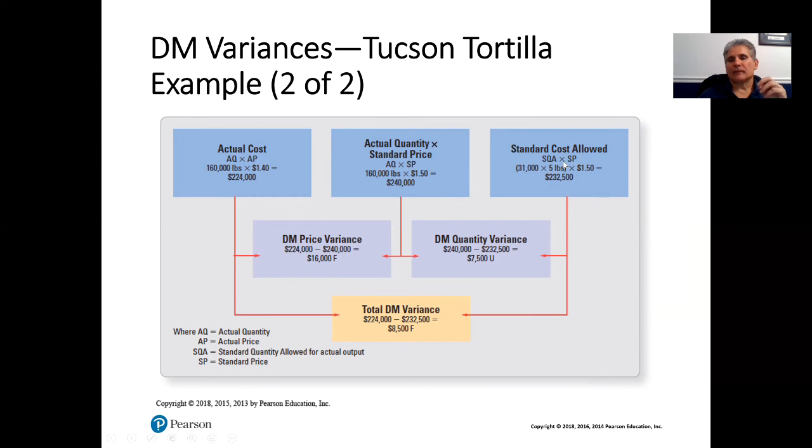Then we're going to fill in the numbers here for the standard cost allowed. Standard quantity allowed. Since we produced 31,000 cases, we're going to multiply that by 5 pounds, the standard quantity used per case. We're going to come up with that computation first, and then multiply it by the standard price, which is $1.50. If we run these numbers, we come up with a total of 232,500. Just use your calculators to run those.